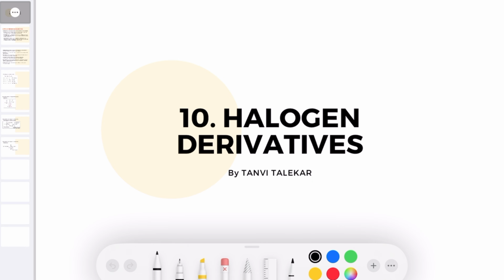In previous lectures, we studied up to the preparation methods of halogen derivatives. In today's lecture, we start a new topic from the same chapter, that is optical isomerism in halogen derivatives.